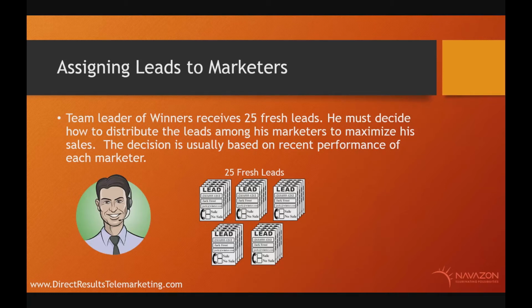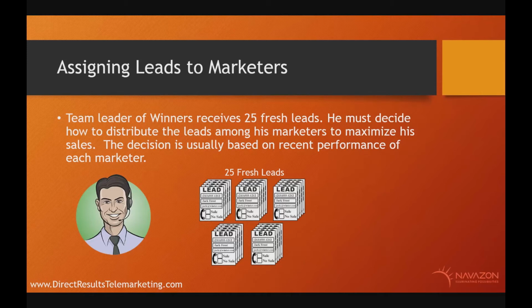decide how to distribute his leads among his marketers to maximize his team's sales. His decision is again based on recent performance of each marketer. Now, when we say he receives his leads, in Direct Results Telemarketing software, managers use a program called Lead Assignment. It uses a trickle-down lead assignment model, where leads are assigned by the general manager to his call center managers, and then call center managers in turn decide how many leads to assign to each team, and then the team leaders in turn decide how many leads to assign to each marketer.